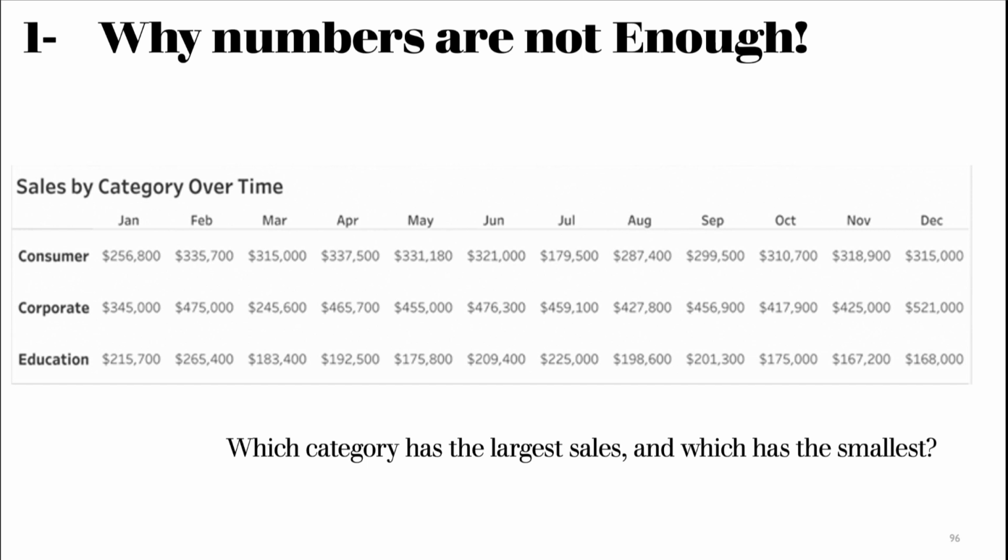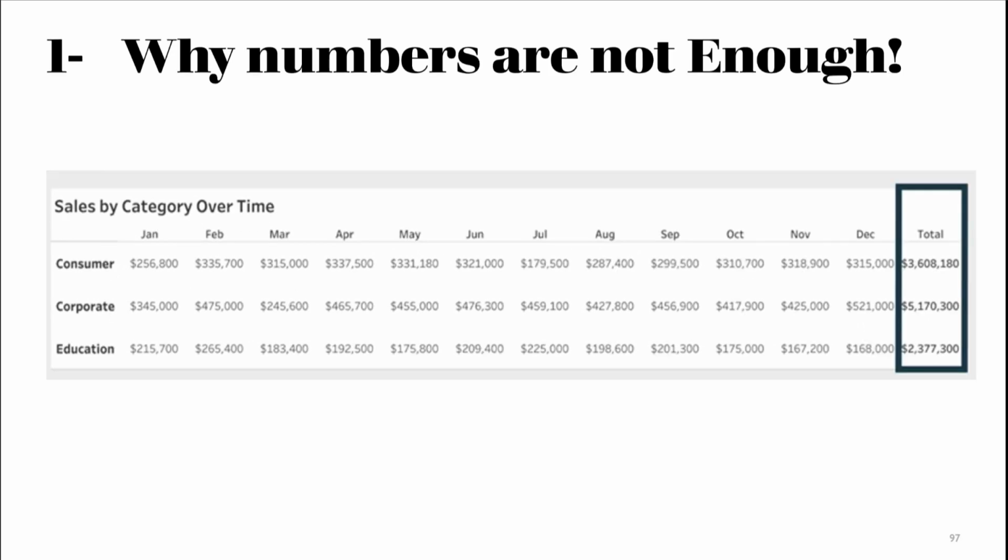Now, looking at those numbers, it's not big data, but it's really hard to find that quickly. The easiest solution is to use something really easy in Excel or your other applications, the total. Just adding the total will automatically bring this information quickly for you, and the answer would be corporate, then consumer, then education. Very easy. But if I ask you in which months corporate was not at the top, did it dip by a lot or by a little, that's going to be problematic.